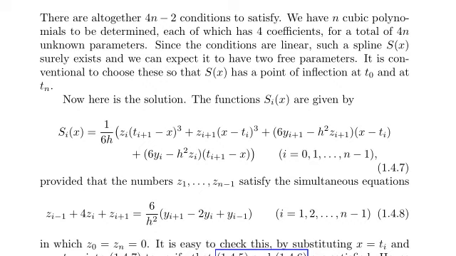It is conventional to choose these so that S(x) has a point of inflection at t0 and tn. So that means the second derivative is 0 at those points. Okay, so we'll write those two extra conditions down. But is the derivative defined on the ends? Well, I guess, yeah, sure.